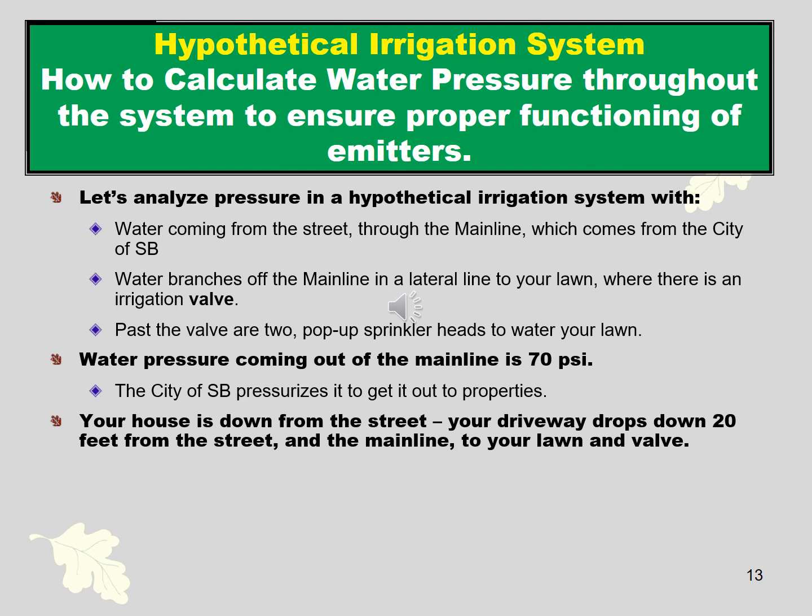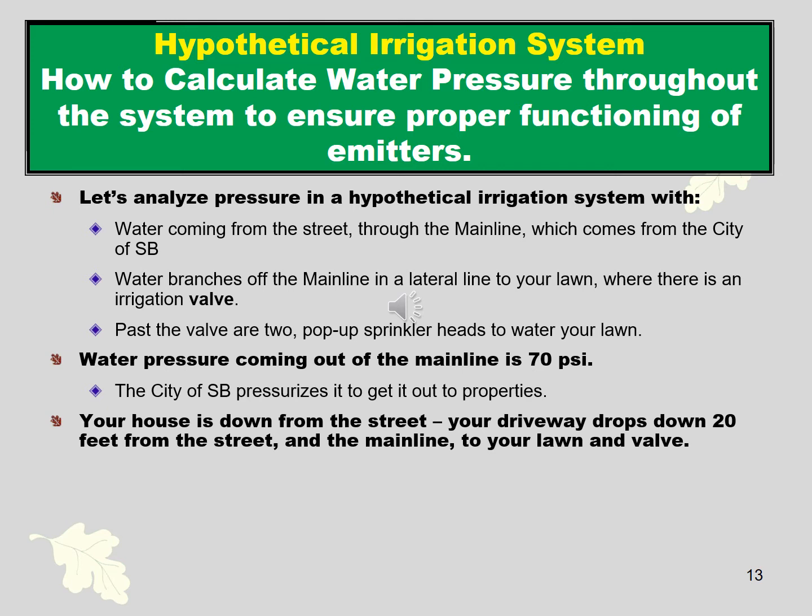Water's coming from the street through the main line, which comes from the city of Santa Barbara in this made-up example. The water branches off the main line in a lateral line, a PVC pipe underground, where it goes to a valve that then goes to 2 pop-up sprinklers to water your lawn. So this is a very simplified irrigation system.